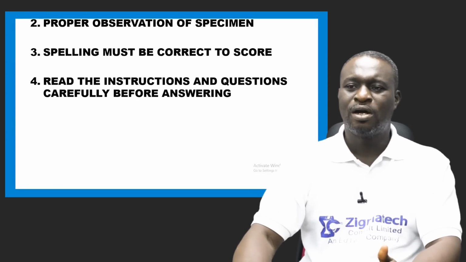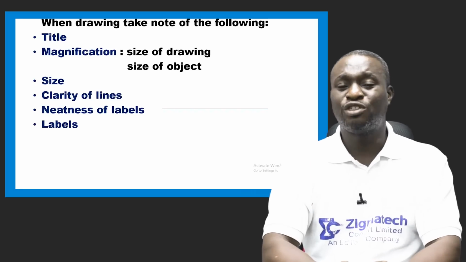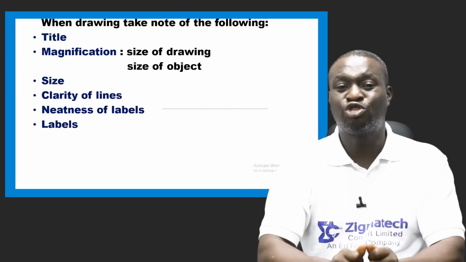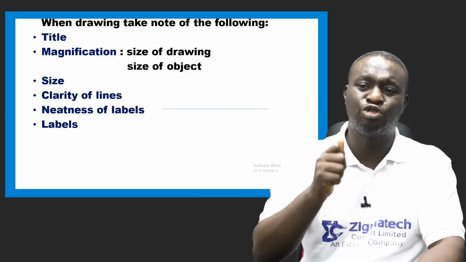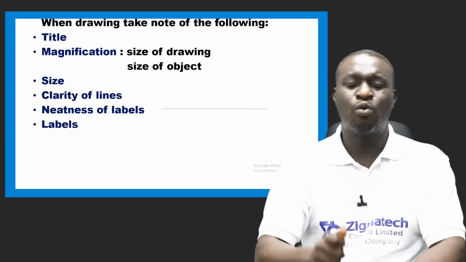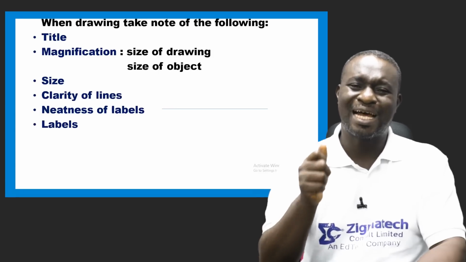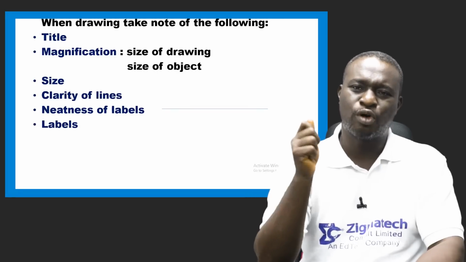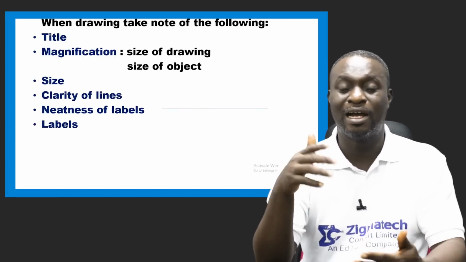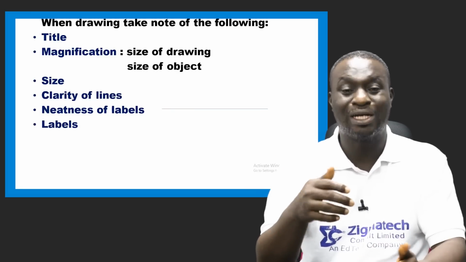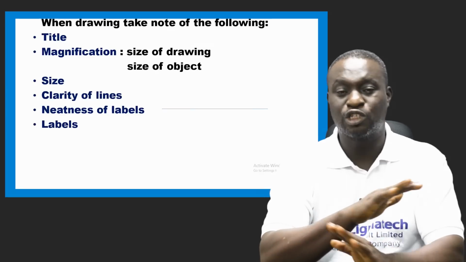Another important thing you should take note of is your drawing. In biology questions or practical questions, drawing is paramount. It's so important. You learn how to draw. When drawing, please take note of the following. Number one, take note of the title. Your title is important. Every time you are drawing in biology, and of course, expect diagrams, not just one; expect diagrams in these practicals. It will come. It is for sure. It's always compulsory.